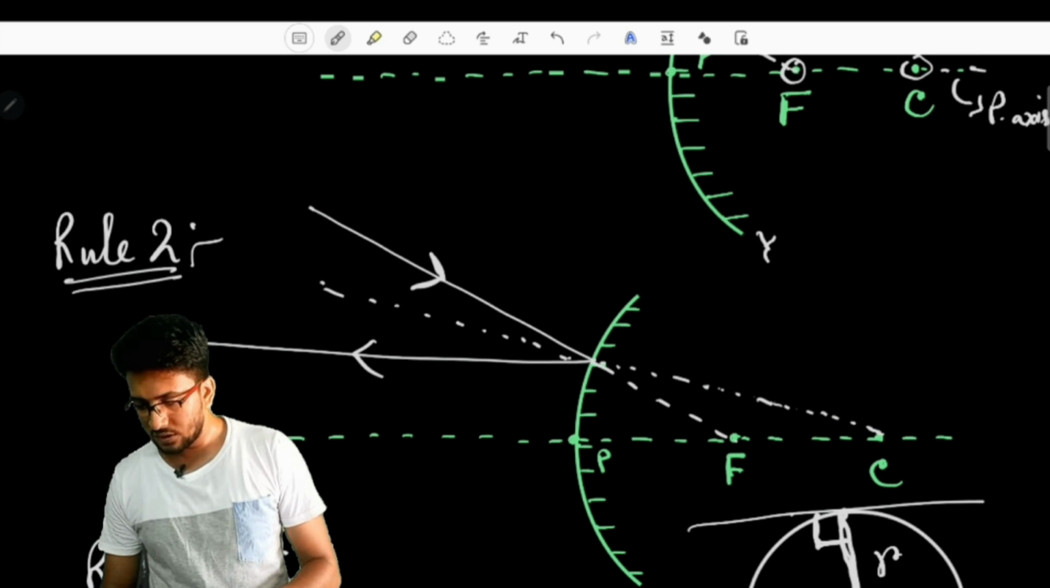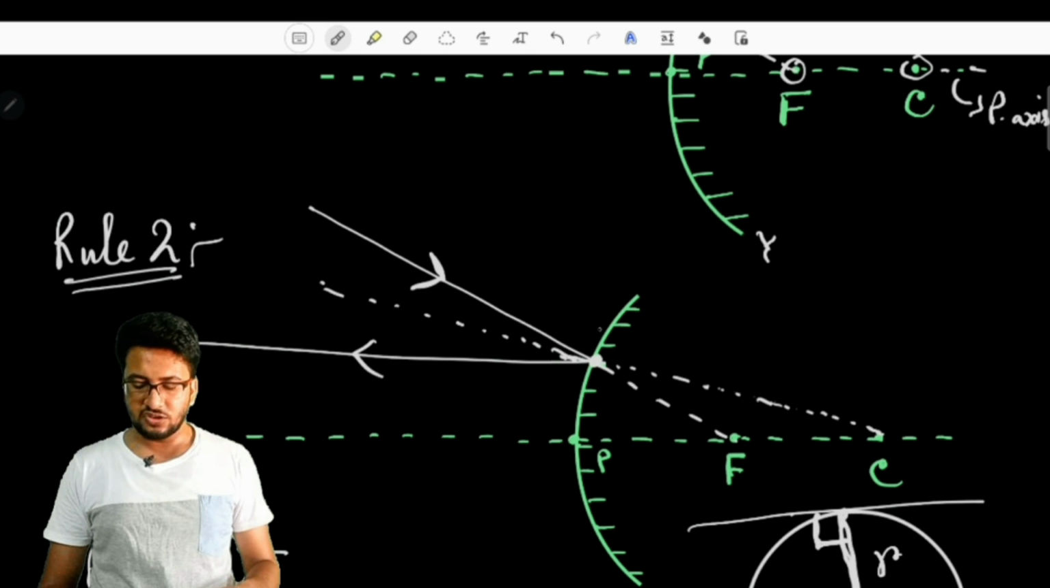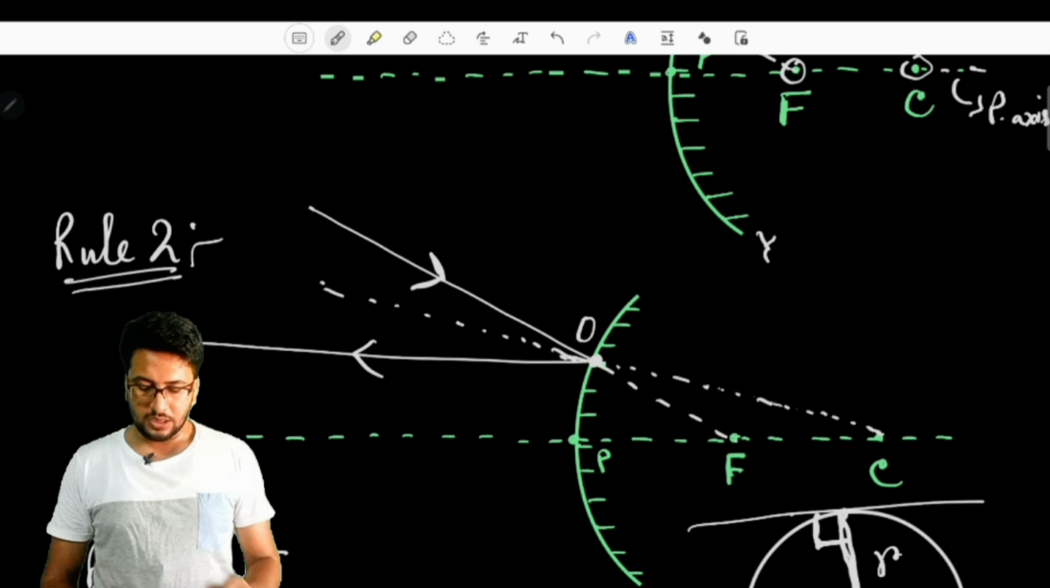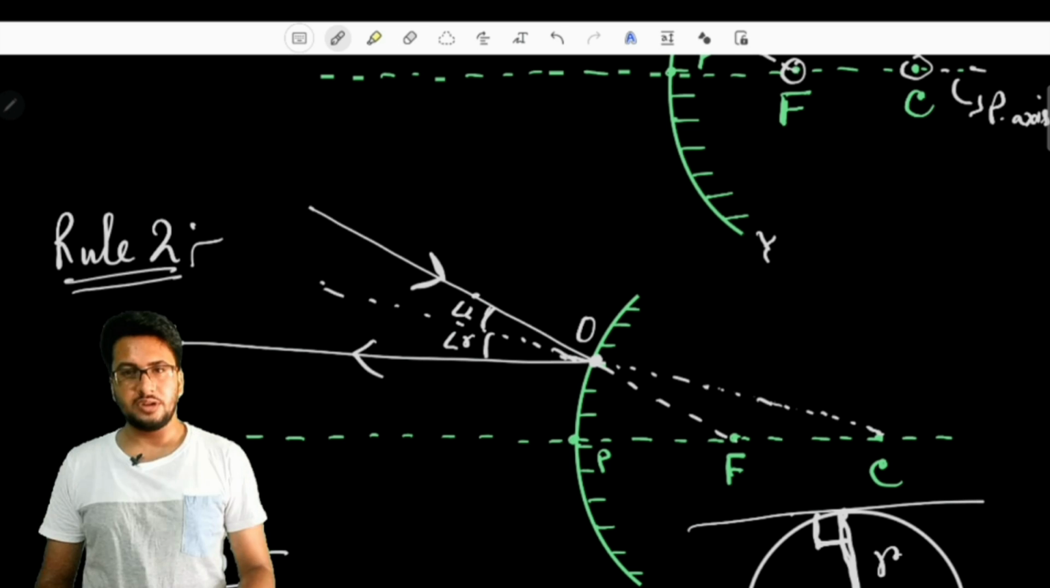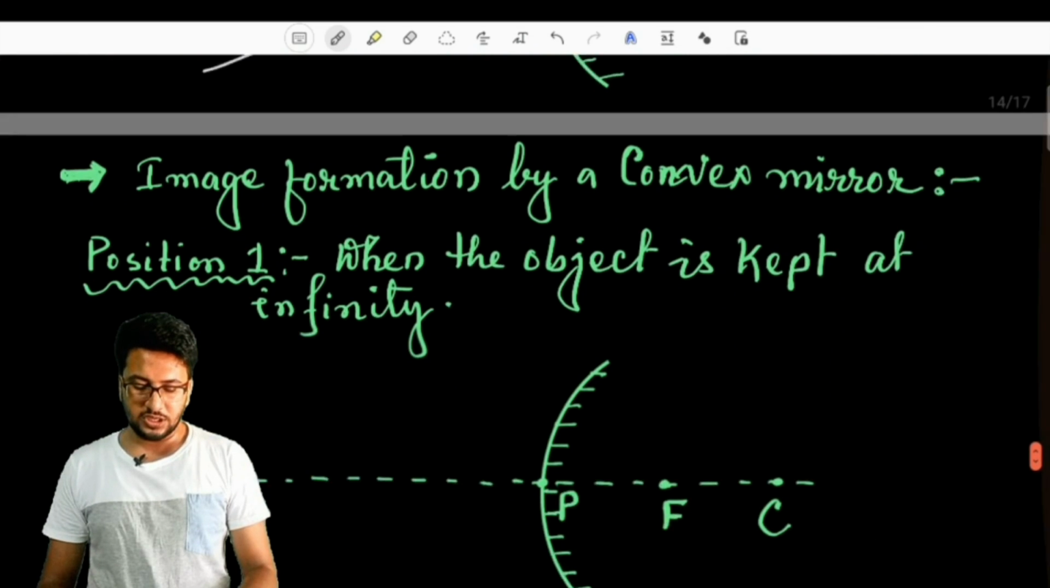The line joining the center of curvature and the point of incidence O is always the normal, as we know. So here, if you check, you will get angle I equal to angle R. That means the laws of reflection are always maintained smoothly.